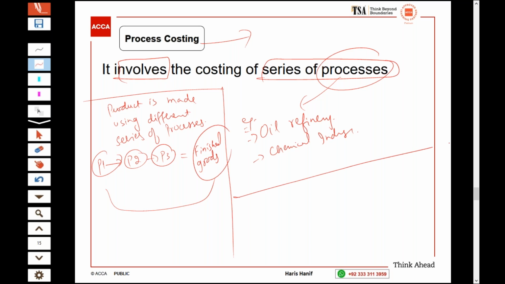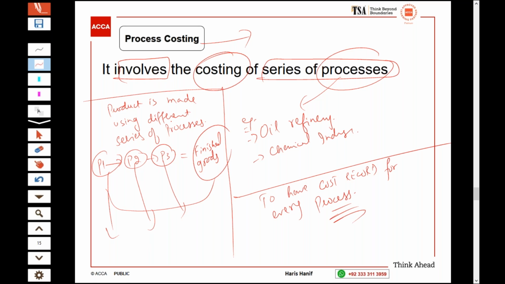And what is the basic purpose of process costing? To have a cost record for every process. What is the cost here, what is the cost here, what is the cost here. We should have the record for each and every process, because we are doing the costing for every process. So that is the process costing.